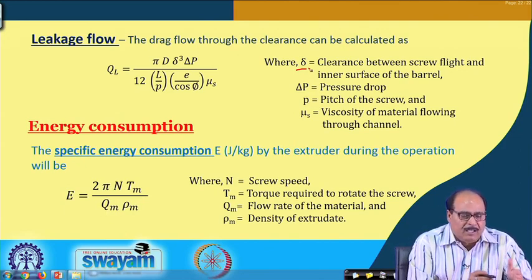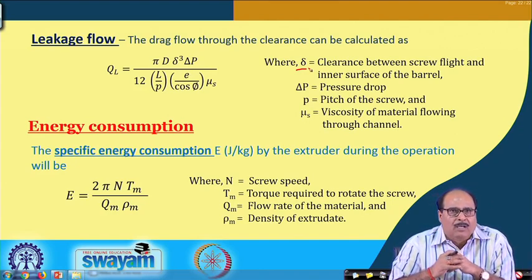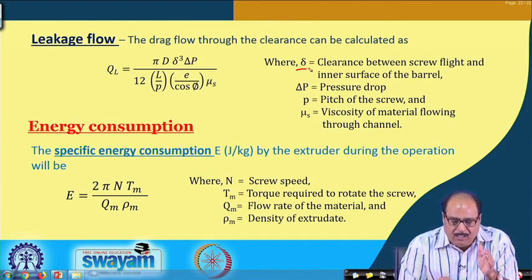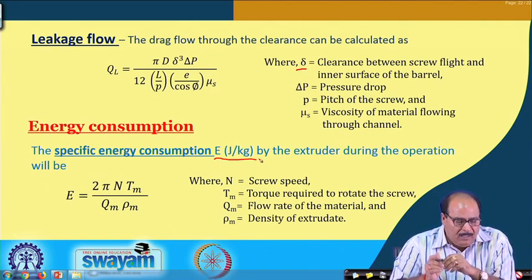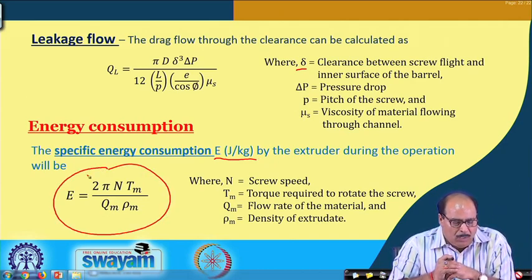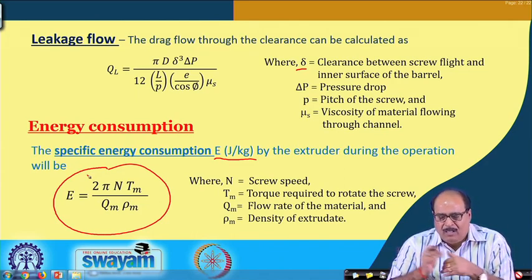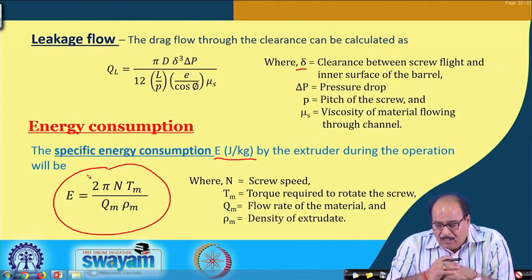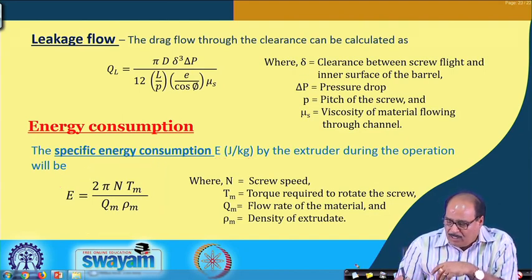So, with this leakage flow, drag flow and pressure flow, one can find out the total net flow through the extruder. Finally, the specific energy consumption E in joule per kg by the extruder during the operation can be calculated, and it is governed by this equation: E is equal to 2 pi n T m by Q m rho m, where n is the screw speed, T m is the torque required to rotate the screw, Q m is the flow rate of the material, and rho m is the density of the extrudate.